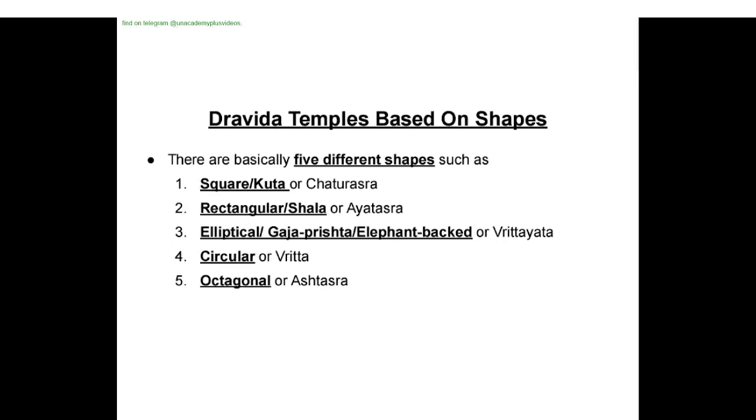Dravida temples based on shapes. These are basically five different shapes such as square, kuta or chaturasra; rectangular or shala or ayatasra; elliptical or gajaprishta or elephant back or vrittayata; circular or vritta; and octagonal or ashtasra.